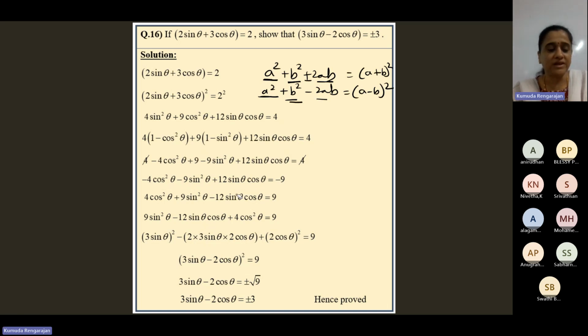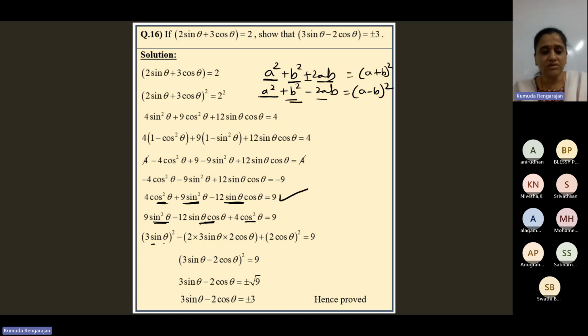Okay, so I change the signs throughout in the next step. Changing the signs throughout, next step. So now, the sine square theta term is the a square term, this is the 2ab term, and this is the b square term. Just arranging it, it is equal to 9.